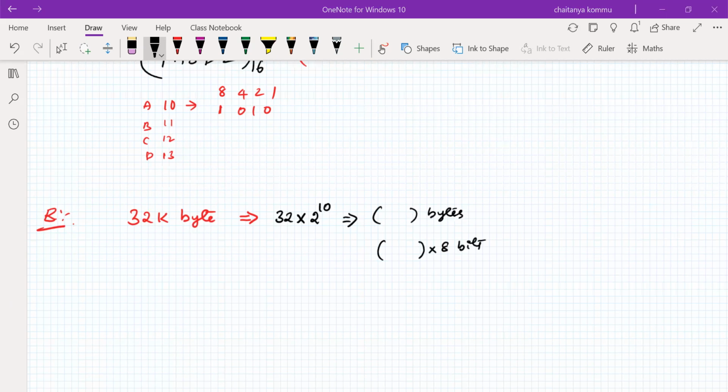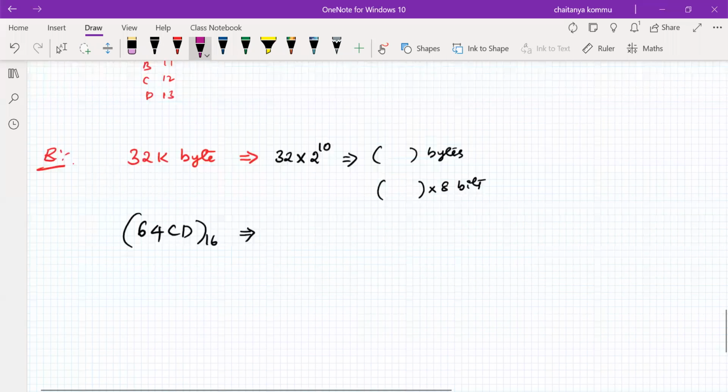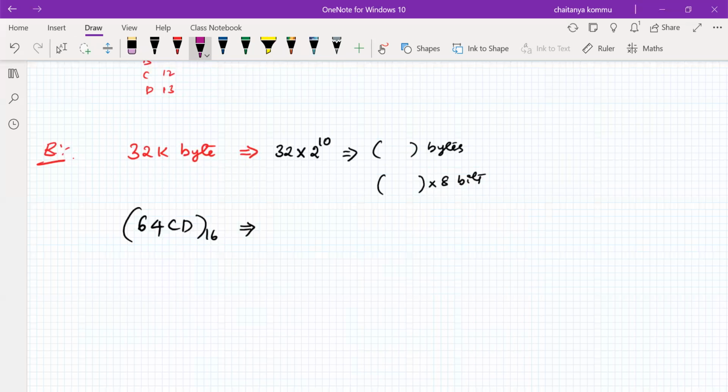Another important question from this one is: convert hexadecimal 64CD to binary and octal. See, 64CD hexadecimal into binary. How do you do this one? Exercise problem. 4 bits are required since it is a hexadecimal.